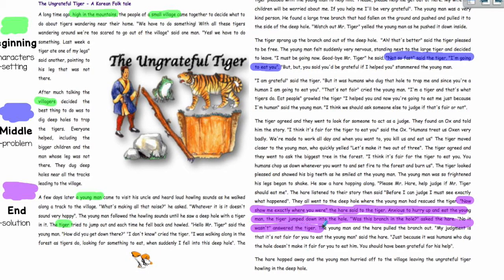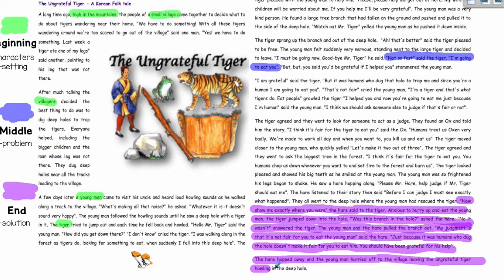So the tiger jumps in the hole, they remove the branch, and then the hare says that he doesn't think it's fair. So in the end of the story, the tiger is stuck in the hole, and the hare hops away, and the man gets to walk away from the tiger.